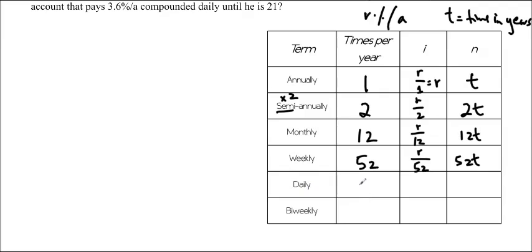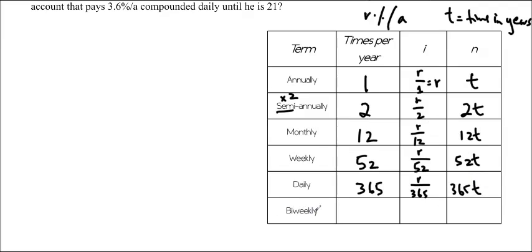Okay, if we're going daily, there are 365 days in a year. They're actually 365.25, but we're just not going to account for leap years at all. So don't worry about the leap year, just do 365. So the I is going to be R over 365, and there are 365 times t days in t years.